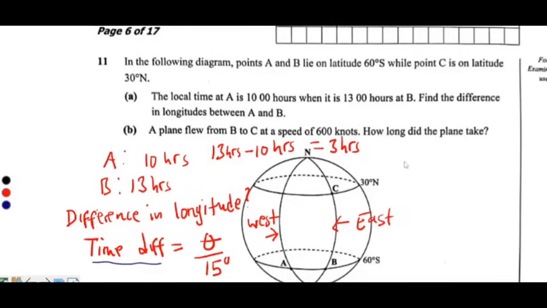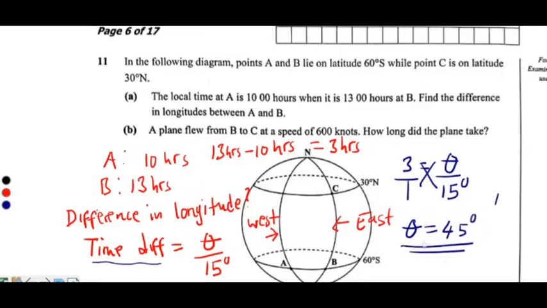So I'll proceed from here. I'll say 3 is equal to theta over 15 degrees. Remember, theta represents the difference in longitudes. We divide 3 by 1, then cross multiply. So 1 times theta, we have theta is equal to 3 times 15. 3 times 5 is 15, we write 5 and carry 1. 3 times 1 is 3, plus that 1 is 4. So 45 degrees. The difference in longitudes between point A and B is 45 degrees.